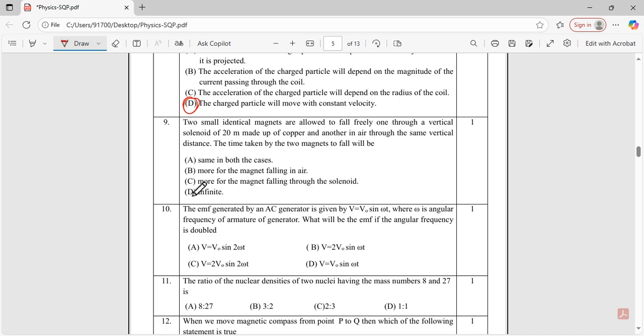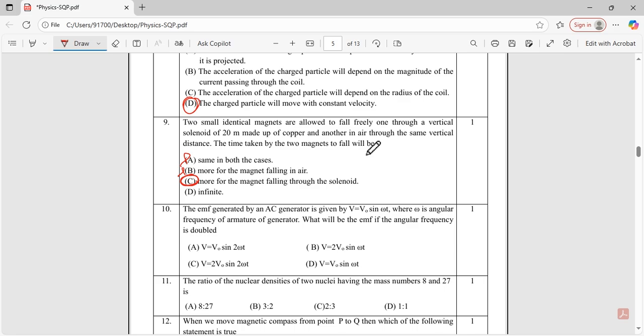Okay, the EMF induced in the solenoid is due to the motion of the magnet. Remember that induced EMF depends mainly on the motion of the magnet. So induced EMF will oppose the motion of the magnet. So here, not the same, no. More for the magnet falling in the air, no. More for the magnet falling through the solenoid, that's the correct answer. Option C.